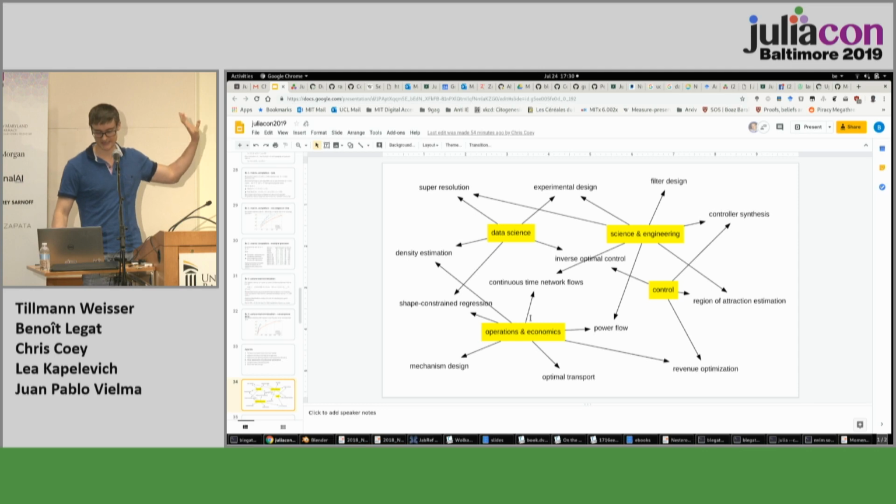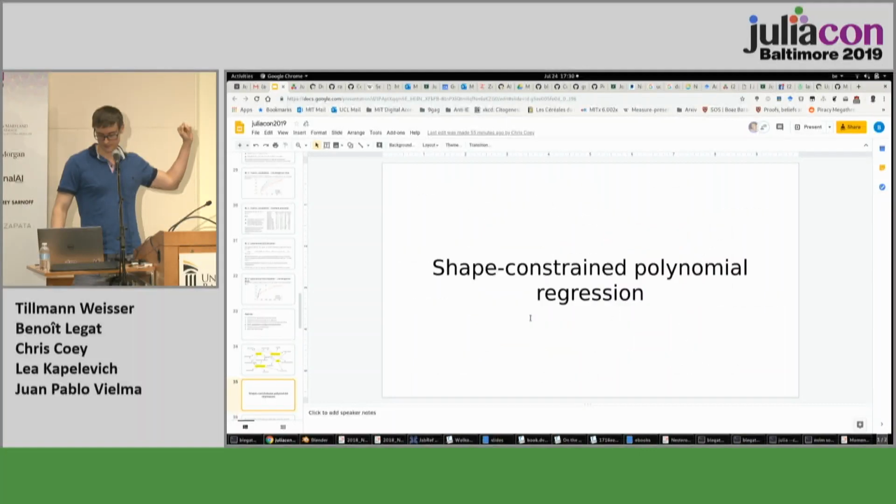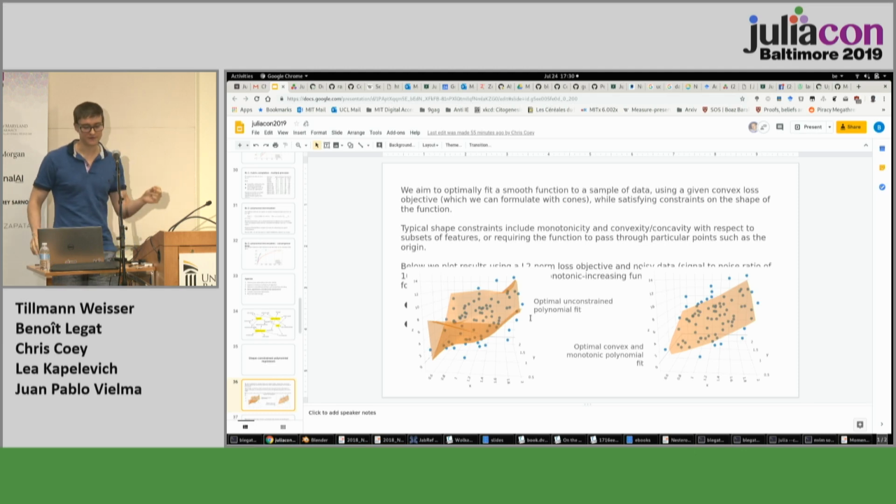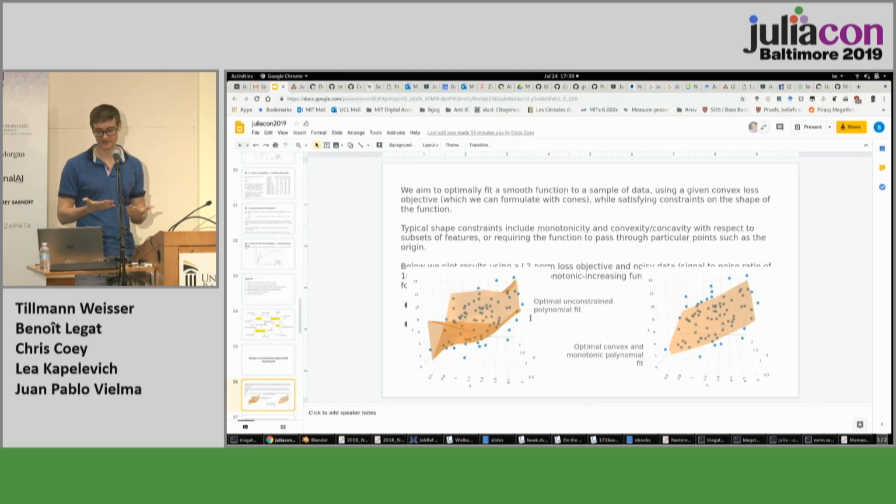So, some applications of polynomial optimization and some more computations. Here are some cool, crazy applications that I'd love to work on at some point. First one, shape-constrained polynomial regression. We want to fit a smooth function to some sample of data using a given convex loss objective, which we could formulate with cones because it's convex, while satisfying certain constraints on the shape of the function. Typical shape constraints might be monotonicity with respect to some of the variables, or convexity or concavity, or requiring the function to pass through the origin.